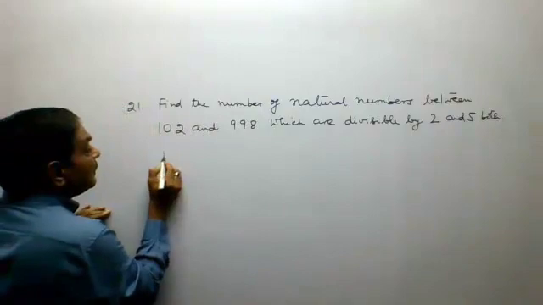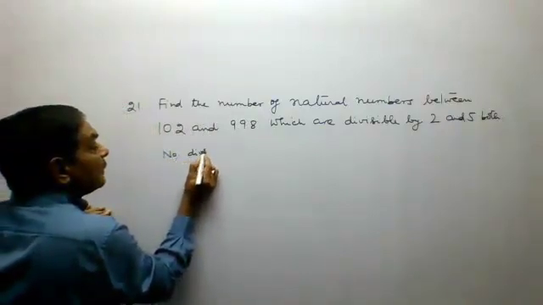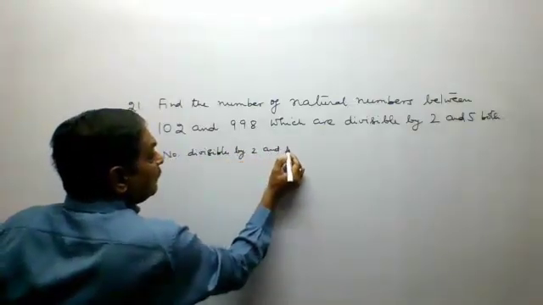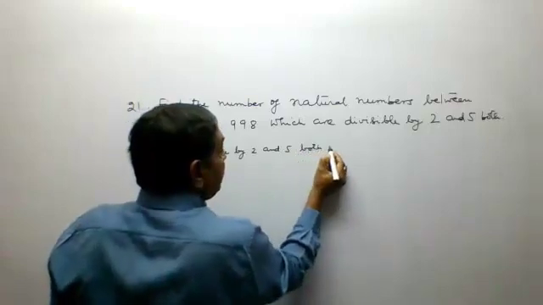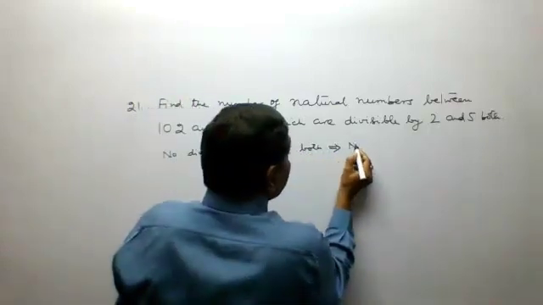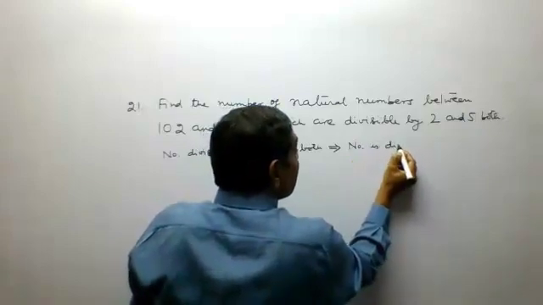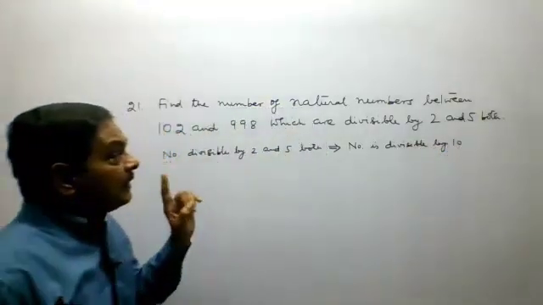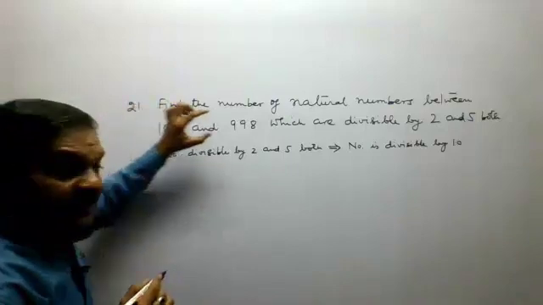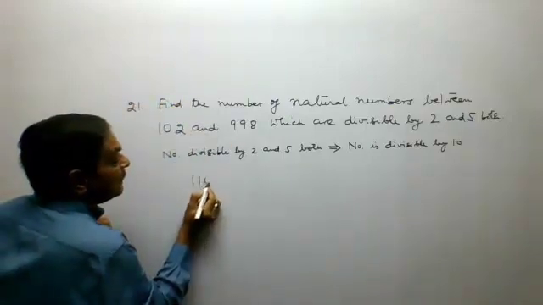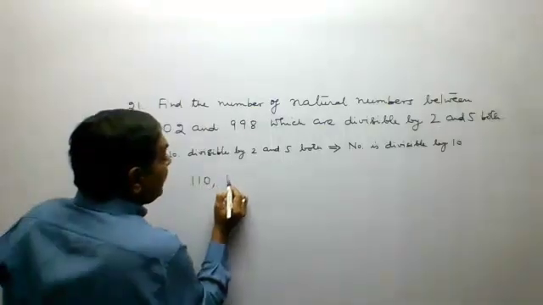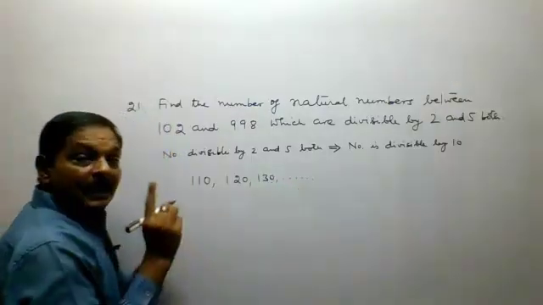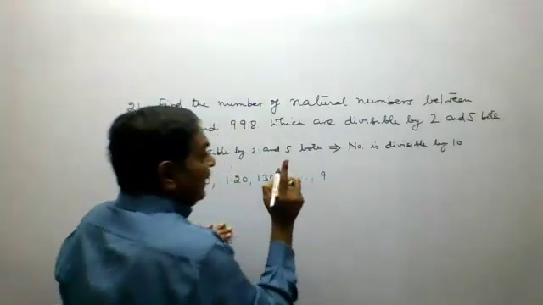So, number divisible by 2 and 5 both, this implies that the number is divisible by 10. Now the first number which is divisible by 10 between these 2 numbers is 110. Second number will be 120. Next will be 130 and so on, such that the last number which is divisible by 10 will be 990.